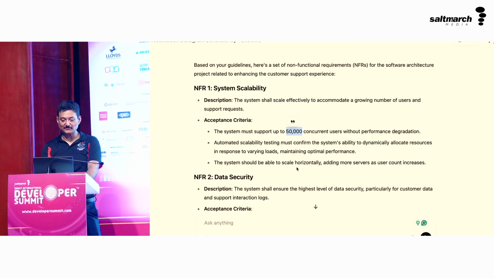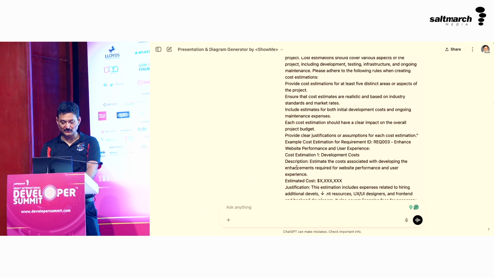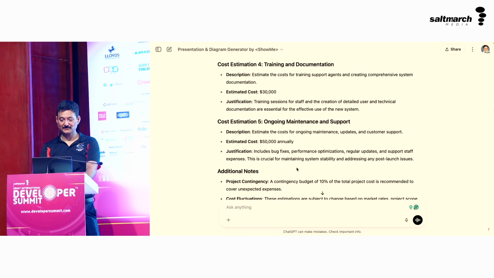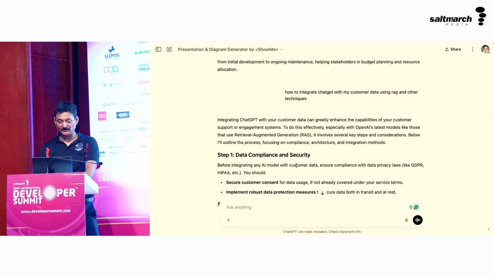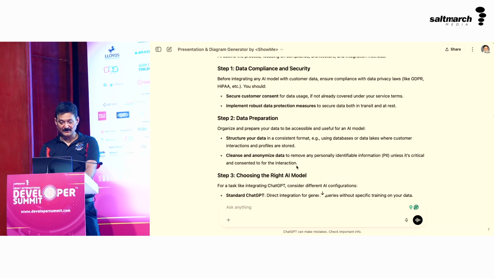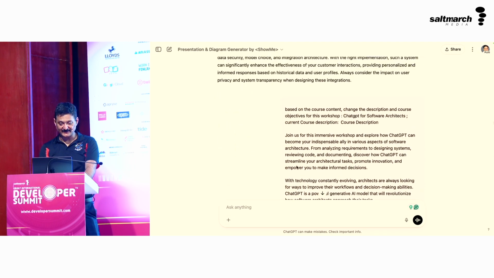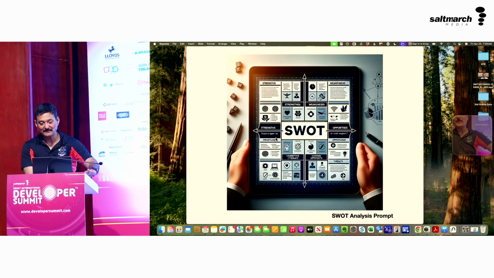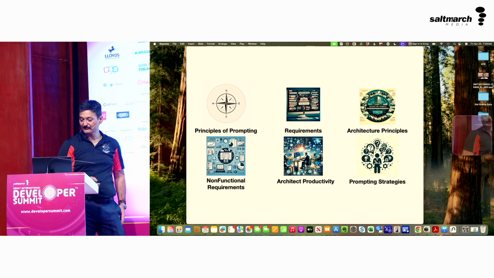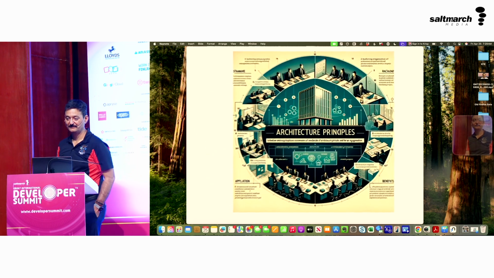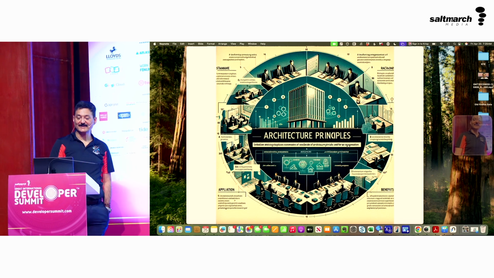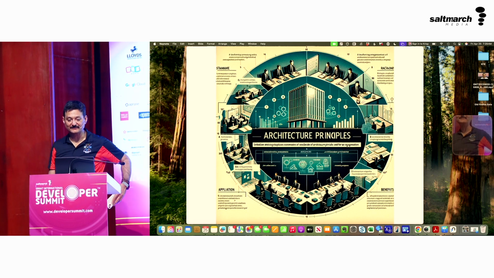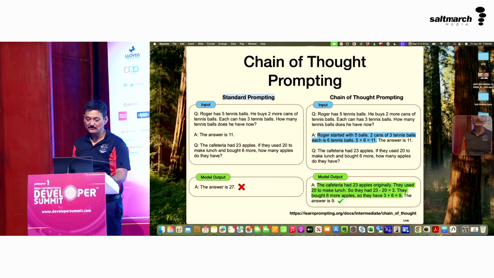So I would highly suggest you try these things out when you go back home. Then you will be able to, can you generate the cost estimation? Yeah. You can generate the cost estimation with the prompt also. Can you also look at the AI preparation of the data? Yeah, you can also do that. Now, what did we do just now? We looked at the requirements. We looked at the SWOT analysis. We also looked at the specification diagrams. Now, what are the architectural principles? What are the different architectural principles we have to keep in mind when we are using this? So that is where we need to be able to use that.